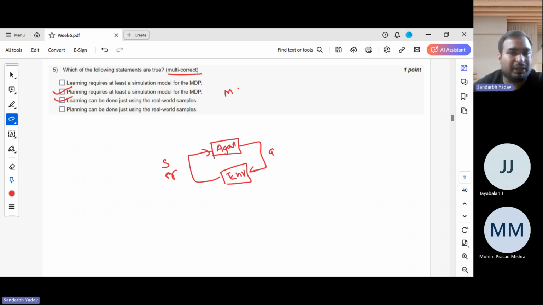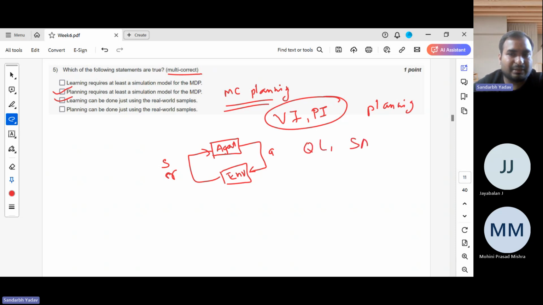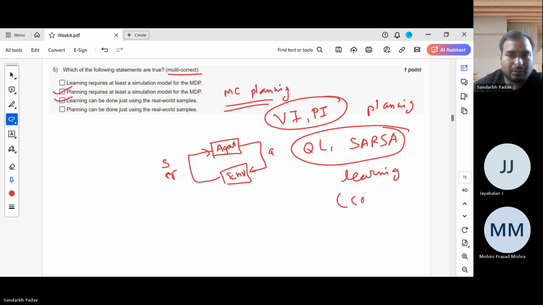Suppose we are doing Monte Carlo planning, or even the algorithms which were discussed last week, like value iteration, policy iteration, all these are planning algorithms. And learning algorithms are things like Q-learning, SARSA. Learning is also called control. So planning requires at least a simulation model, and learning can be done just using real world samples. So option B and option C are correct, and this makes option A and option D wrong.